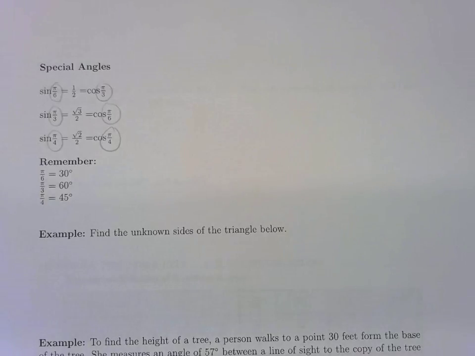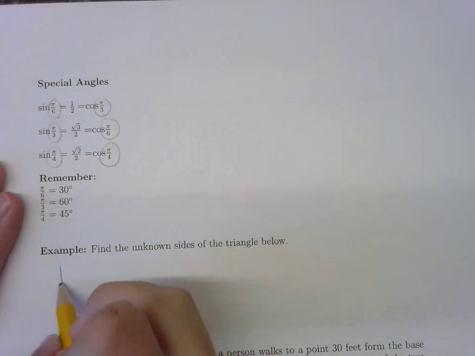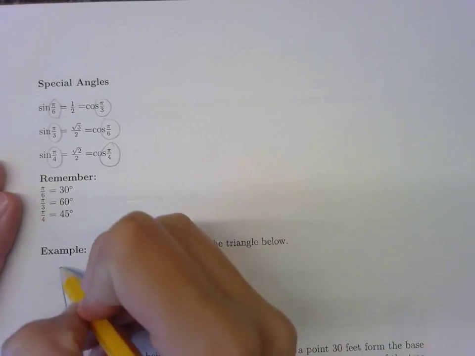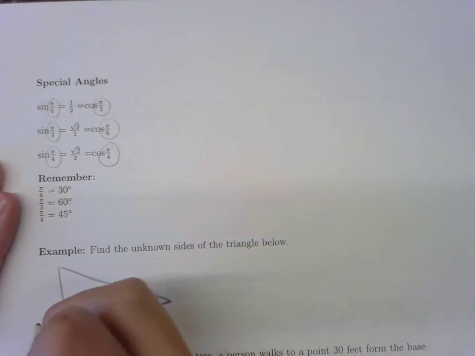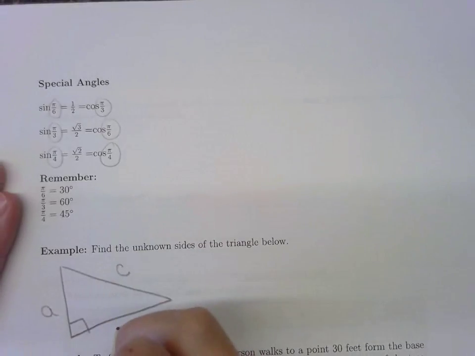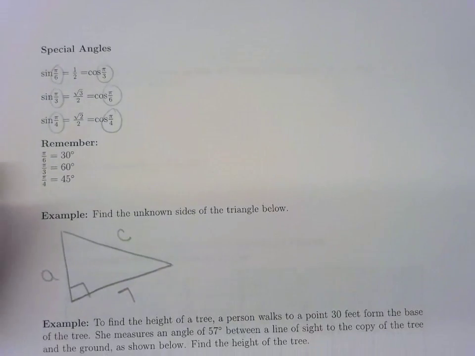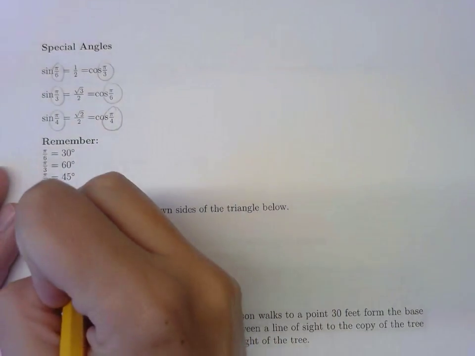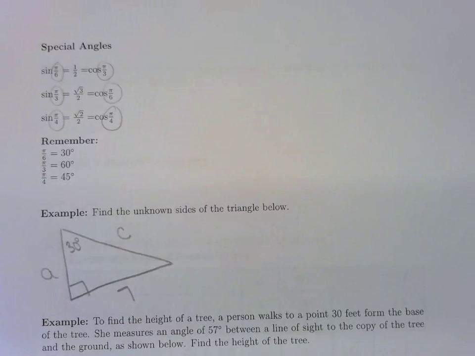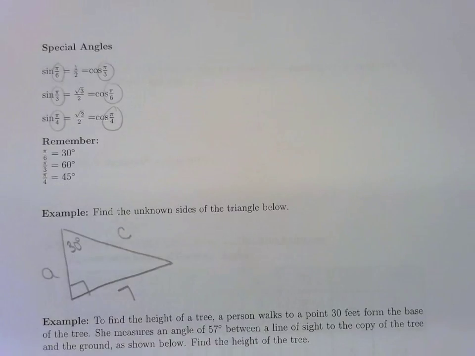Let's do an example. It says find the unknown sides of the triangle below. Let's say we have this triangle. Here's a right angle. We have this is A, this is C. We're going to have this leg be 7, and then we'll have this angle be 30 degrees. We cannot figure out the sides by using Pythagorean's theorem because we only have one side. So we have one side, one angle, and we can use our definition of our trig functions to find those other sides.